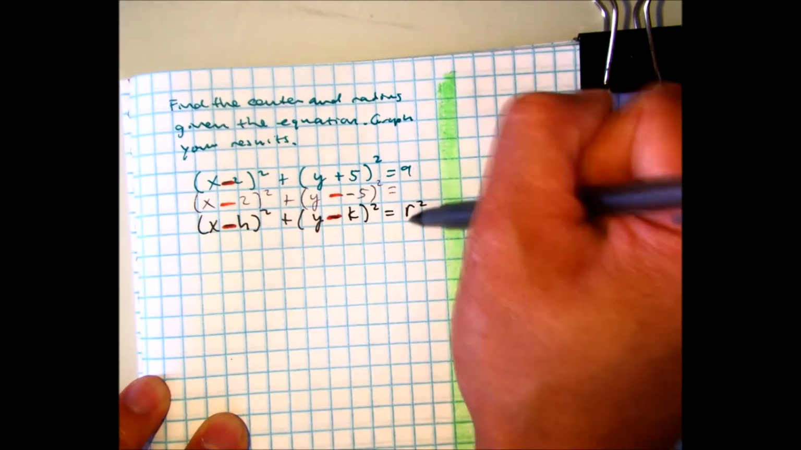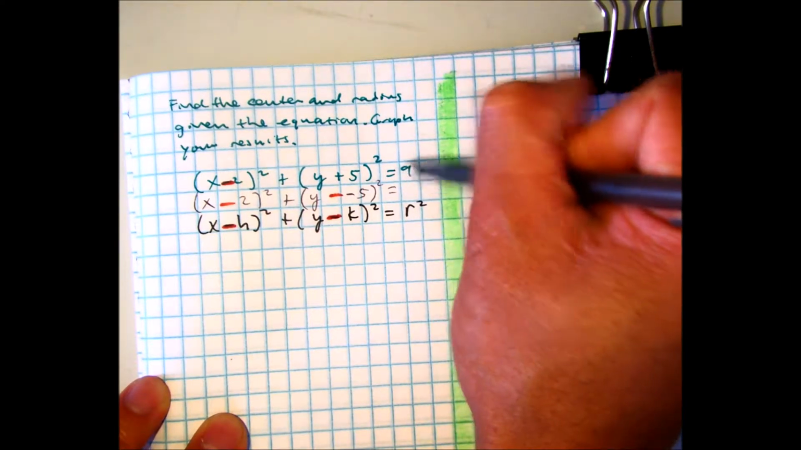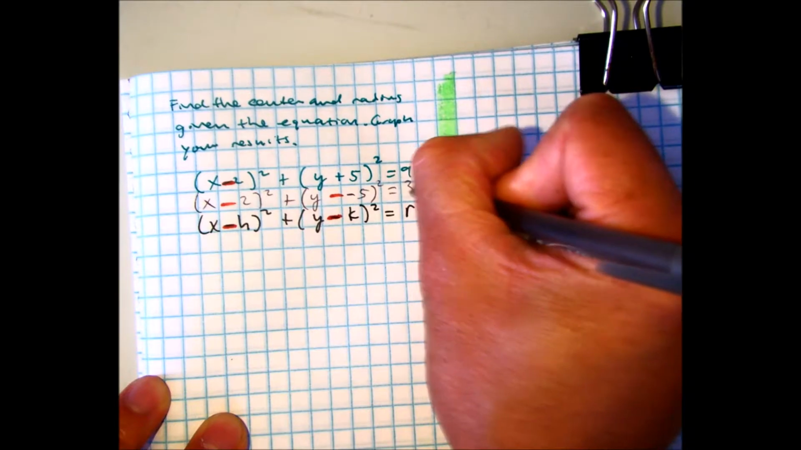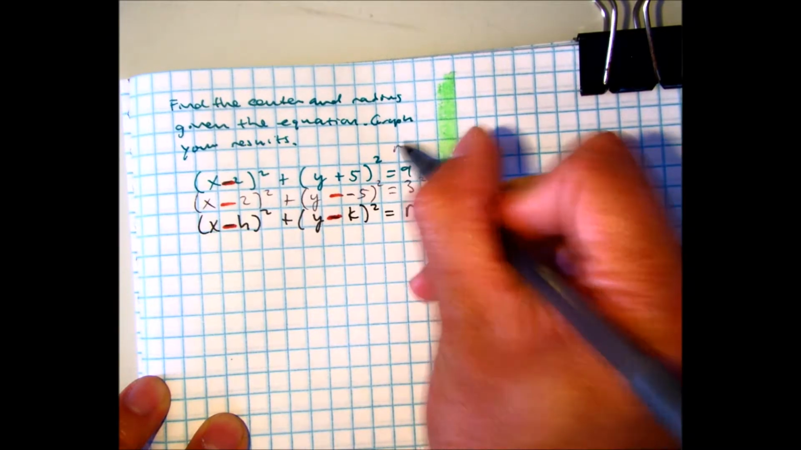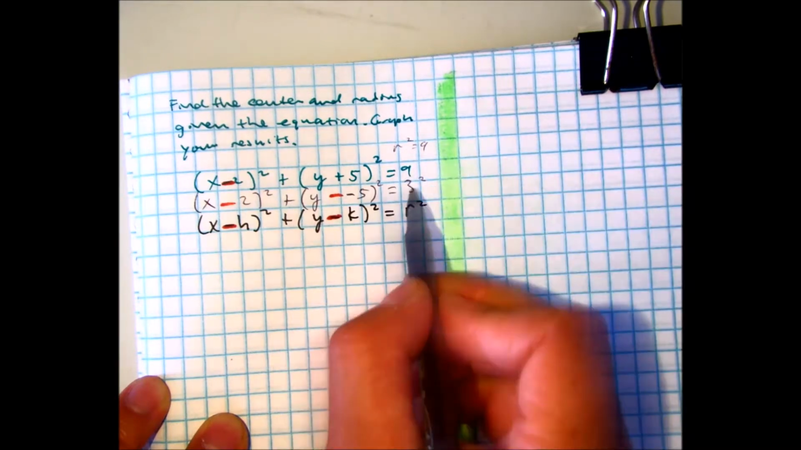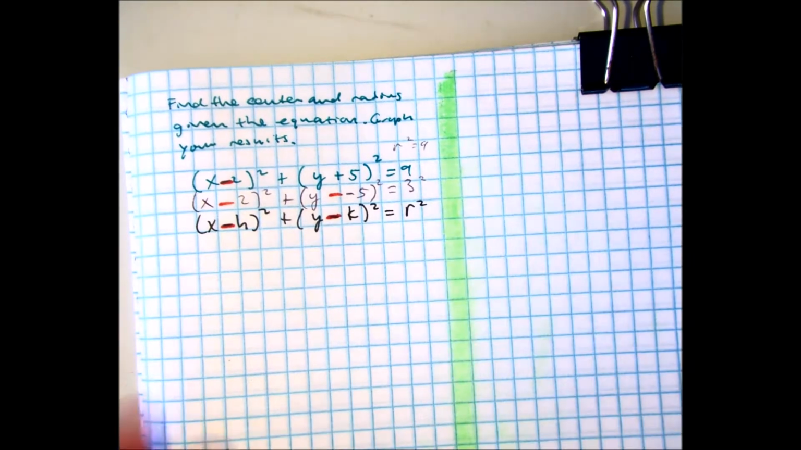Class, how can I write this now with an exponent of 2? That would be 3 squared. Okay, if you get stuck on that, just make r squared equal to 9 and you solve and you get an r value. Okay? What does that tell us?